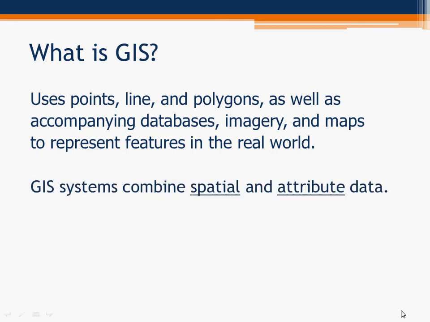So GIS systems combine both spatial and attribute data. So what we would consider the spatial data in this case, points, lines, and polygons, and of course the imagery and maps are going to indicate what the spatial data is as well. But then what we call attributes in GIS, the attribute data, is stored in some form of a database, whether that's a database file or a large relational database management system, which we'll get into a little bit more at a later time. So spatial data and attribute data.